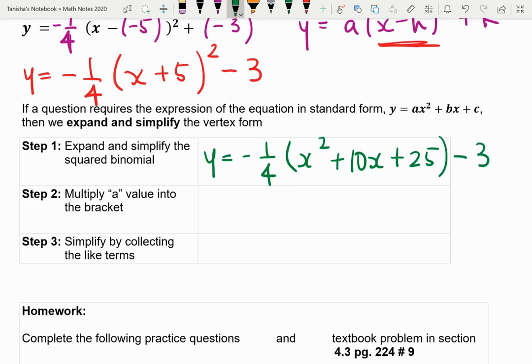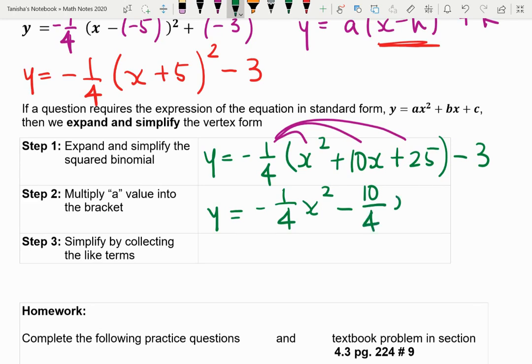Then we want to use our distributive property to multiply the negative 1 over 4 outside of the bracket to all of the terms inside of our bracket. So we have y equals negative 1 over 4 x squared minus 10 over 4x minus 25 over 4 minus 3. So once we have applied our distributive property, a recap of last unit, we can take down our brackets.